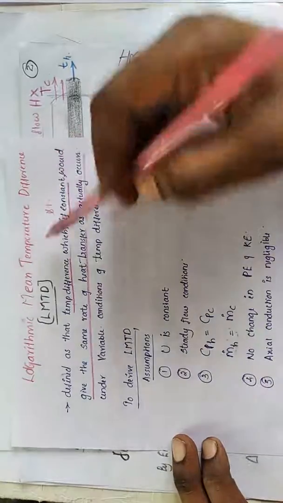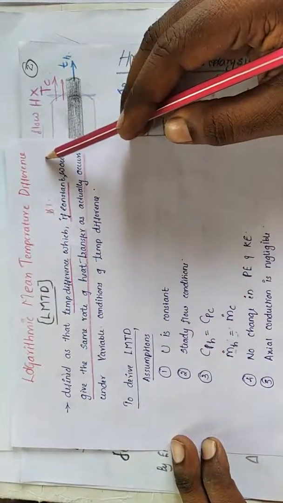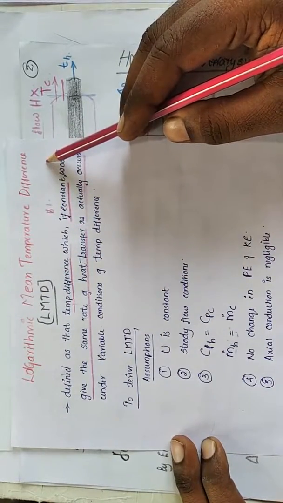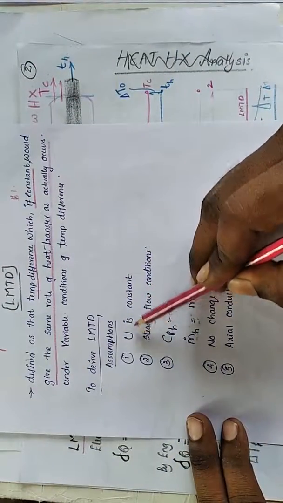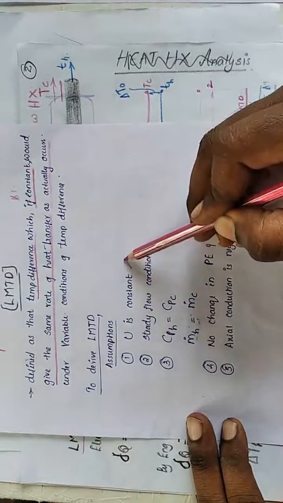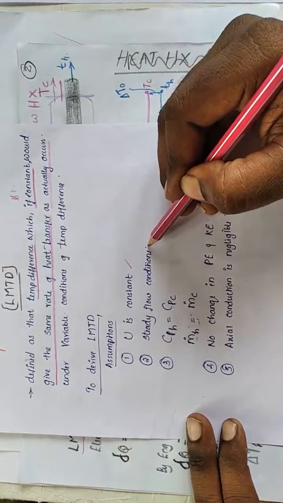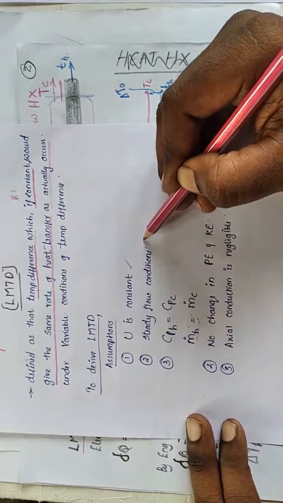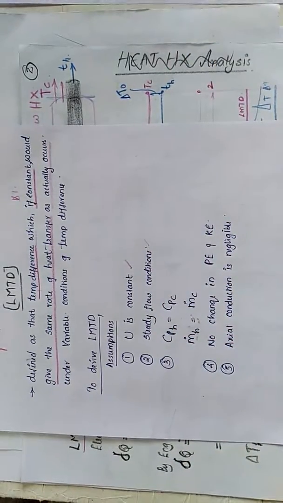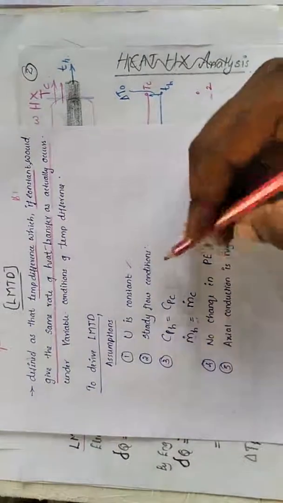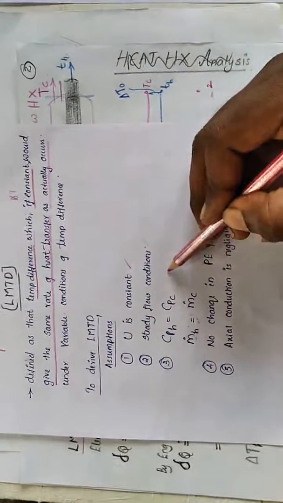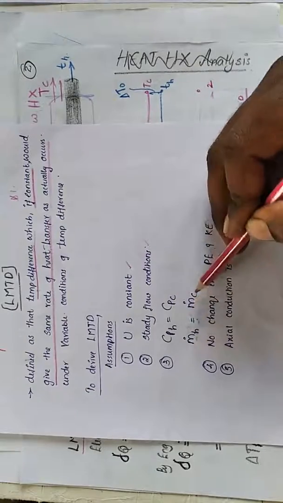For calculating this logarithmic mean temperature difference, we must make some assumptions. First of all, the overall heat transfer coefficient is constant. Then, the equation is valid only under the steady state condition. And the specific heat of the hot fluid and the specific heat of the cold fluid should be the same, and the mass flow should be the same.